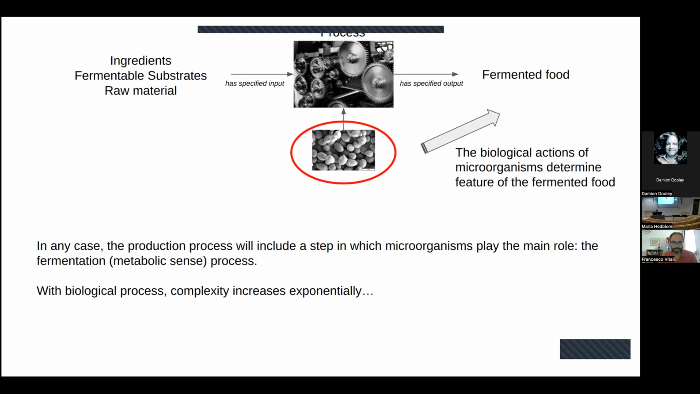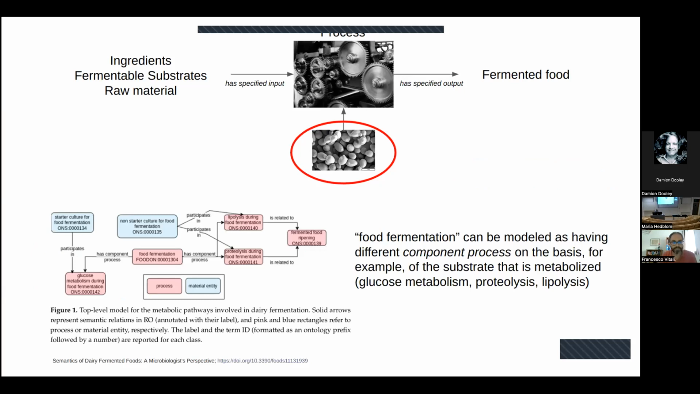because biological processes are basically very complex. We did some initial work on this for a recent publication on dairy fermented food. One point that I want to bring to you for discussion is that instead of representing the food fermentation process in light of the end product, maybe we could, at the very upper level, represent the components, the chemicals, the entities that are fermented.